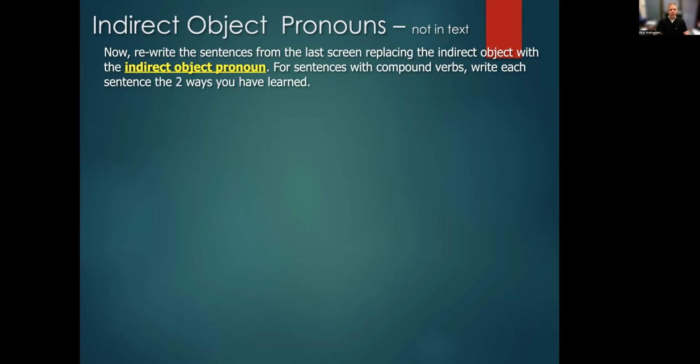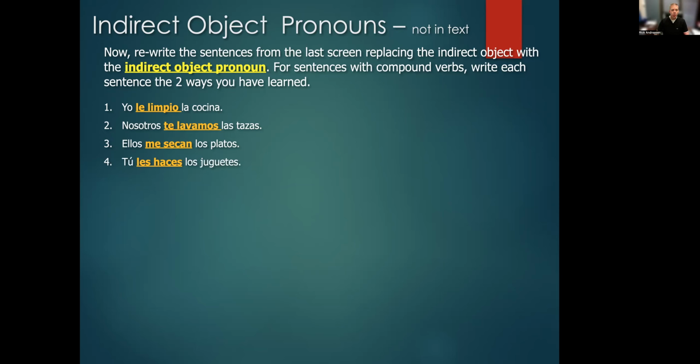Ok, muy bien. Número 1, yo le limpio la cocina. Número 2, nosotros te lavamos las tazas. Número 3, ellos me secan los platos. Número 4, tú les haces los juguetes. Número 5, Yesenia nos lava la ropa.